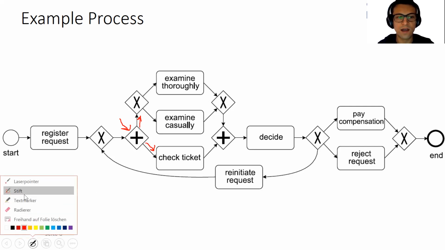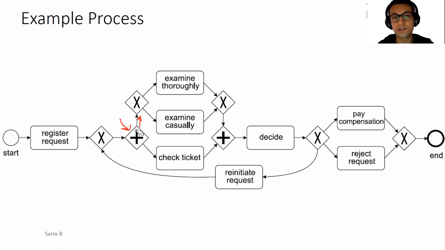Now, I hope that it's kind of clear that we have to perform this check ticket activity, and then we have to do either an examination, either thoroughly or casually. When we've done either the casual or a thorough examination, and we've also performed the check ticket, we merge onto this concurrency block here, after which a decision activity is made. And you see that again, after the decision activity, there's again an exclusive choice construct represented by a diamond with the cross inside, that guy.